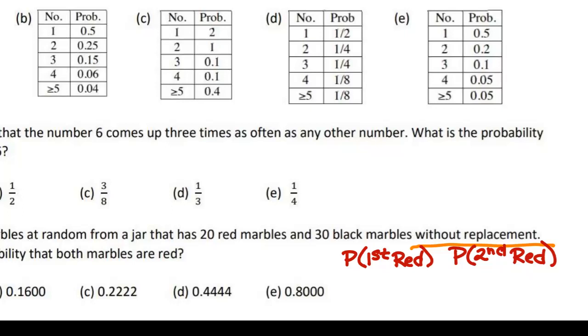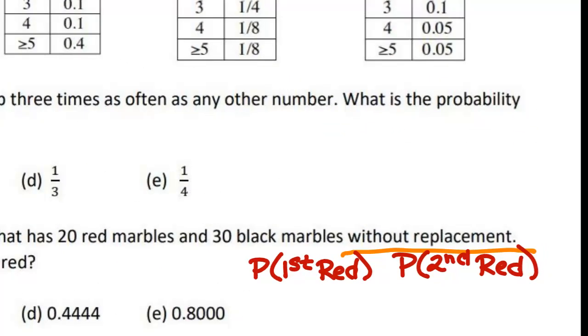So I have to think of this more like a tree diagram. I can just write out my probabilities, but I have to think of it like a tree. So if I think of this like a tree, I've got the option of red or not red. I know that technically here that'd be red or black, but I'm just thinking in terms of red or not. What's the chance that that first marble I pick out is a red marble? 20 out of 50.